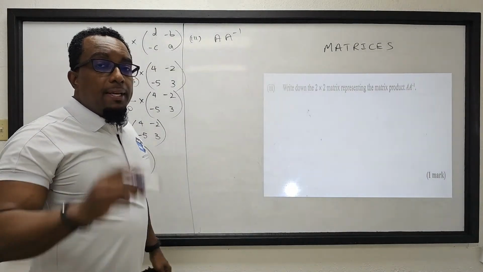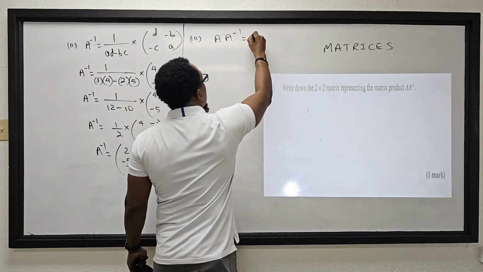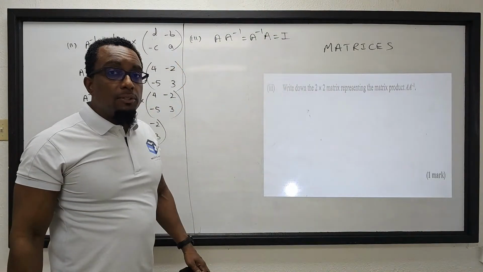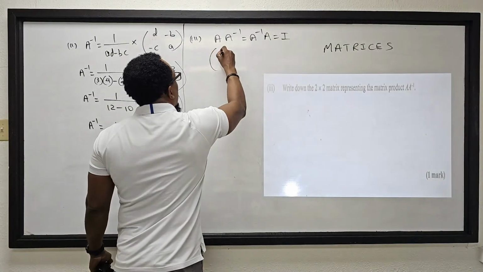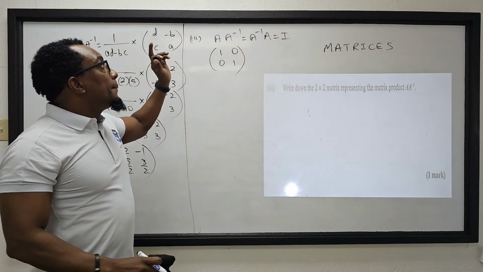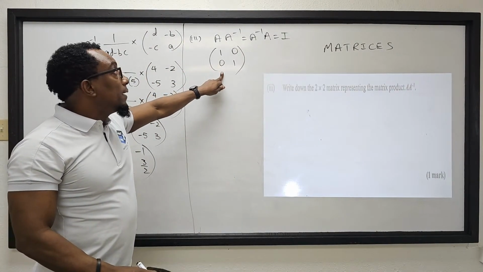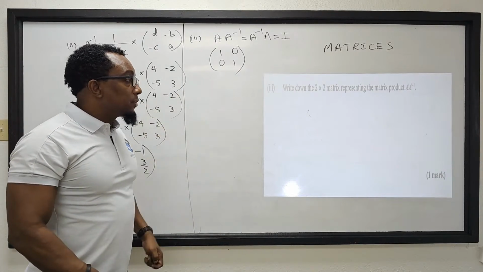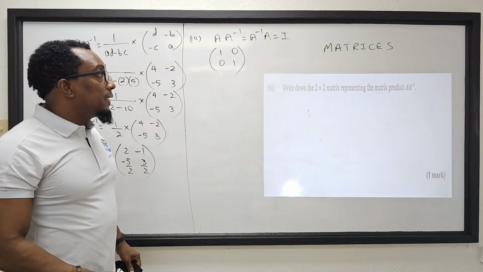Just keep in mind, A by its inverse, any matrix times its inverse, it doesn't matter the order, is always equal to the identity matrix. Don't forget that. And the identity matrix is 1, 0, 0, 1. If you multiply a matrix by its inverse, this is what you're going to get. Anytime you multiply any matrix by its inverse, this is the matrix you're going to get.